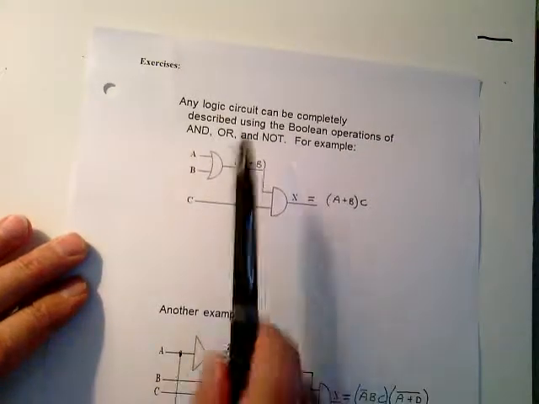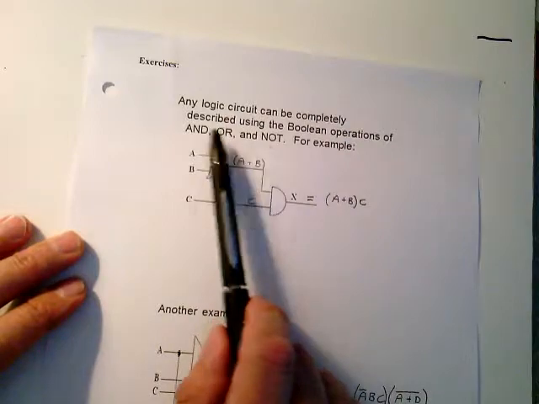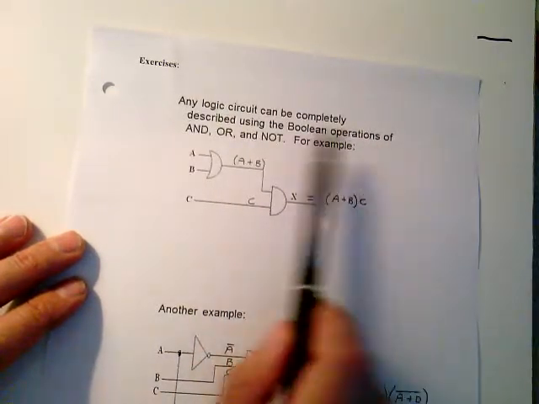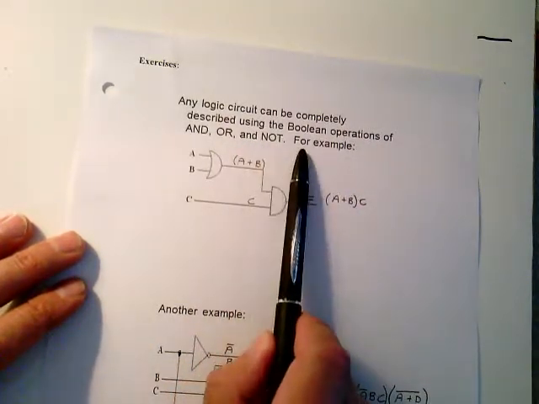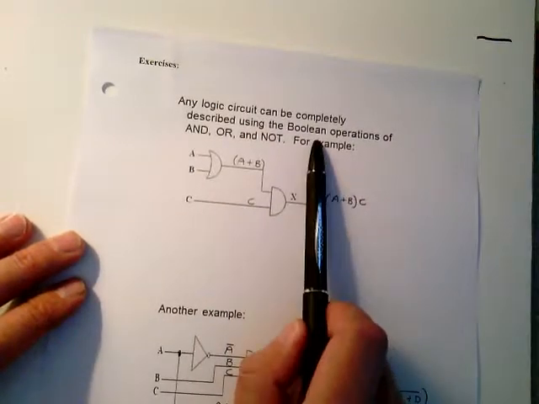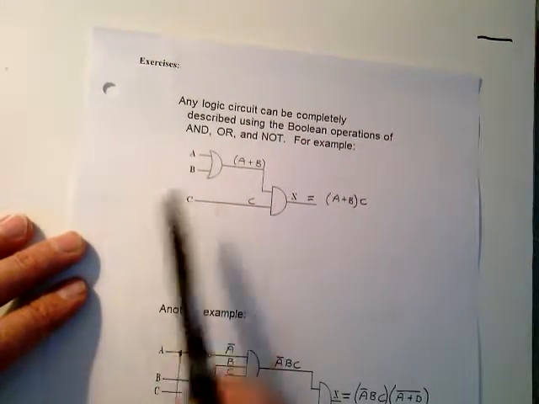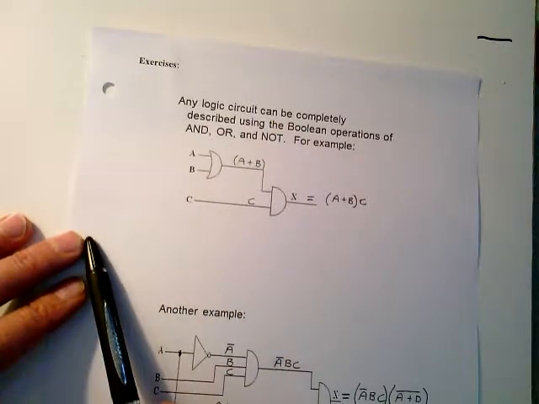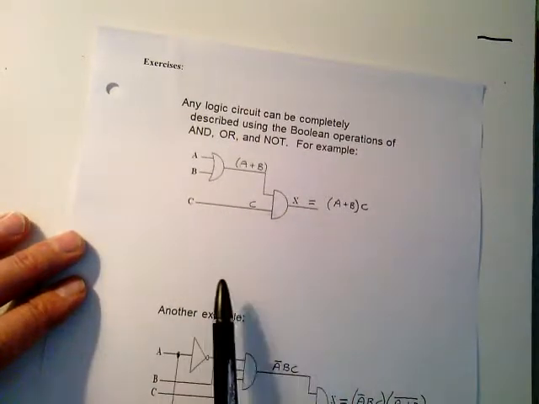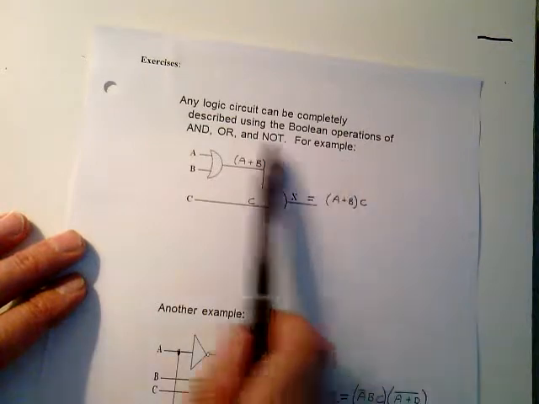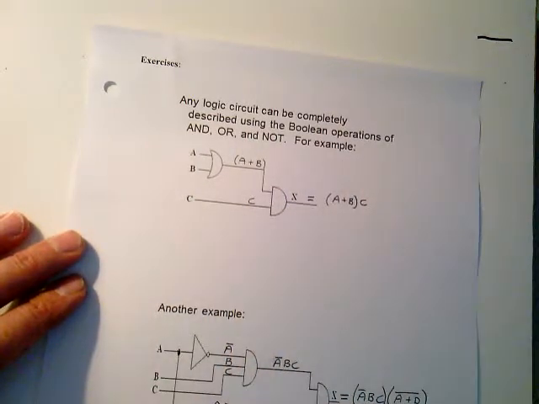Page 53. Any logic circuit can be completely described using Boolean operations of AND, OR, and NOT. That's a pretty powerful statement. For example, I want you to write these minterms and write the output given A, B, and C. So stop the video and get on page 53 and see if you can work this out. If you get the same thing I got.